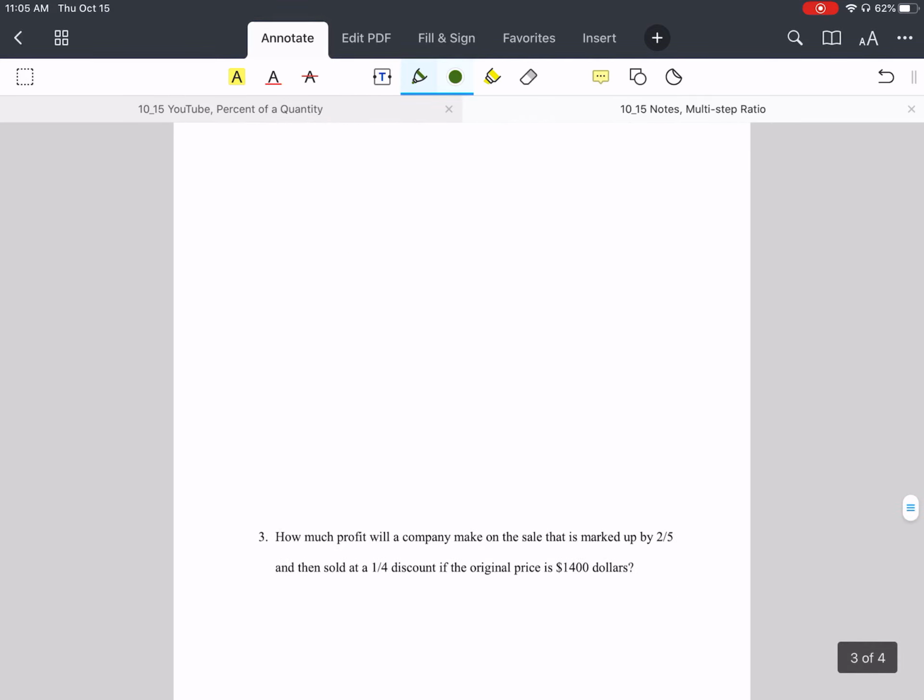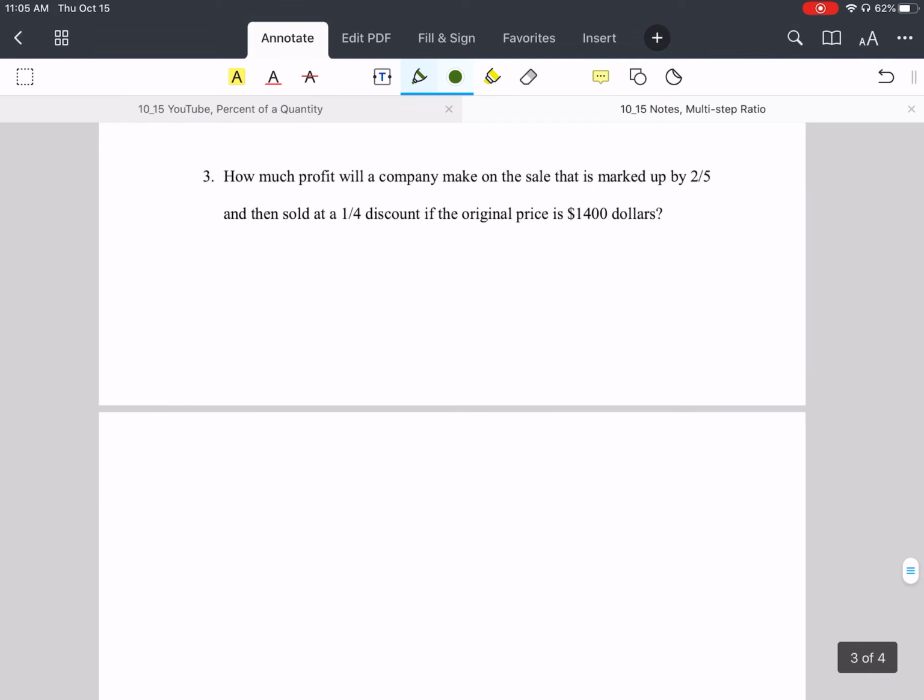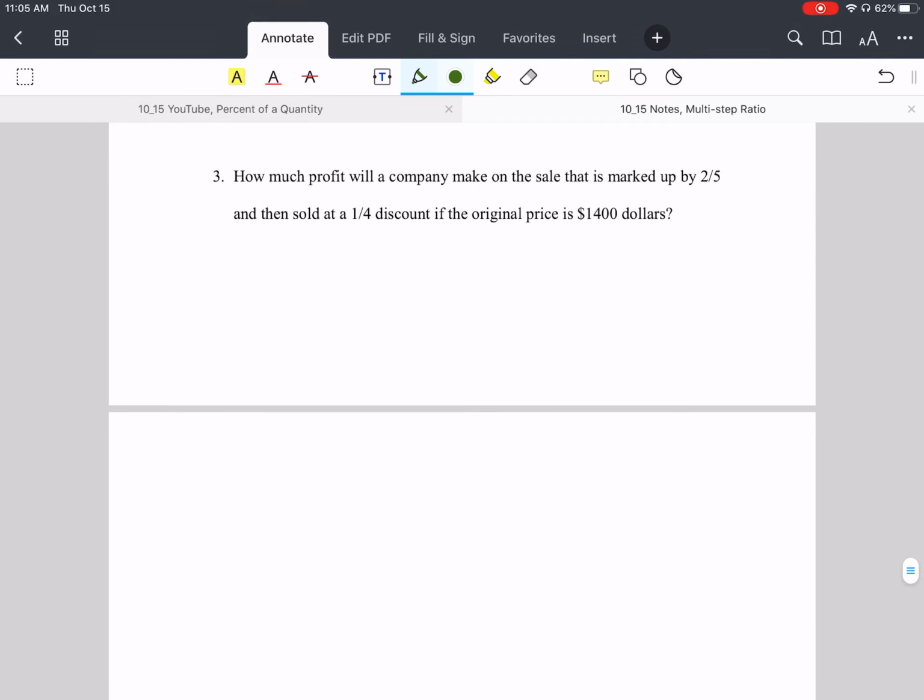All right, scroll way down. How much profit will a company make on the sale that is marked up by 2/5 and then sold at a 1/4 discount if the original price is $1,400? So this is a trick that companies use all the time whenever they have a big sale. The first thing they do is they raise the price, and then they can advertise having a sale.